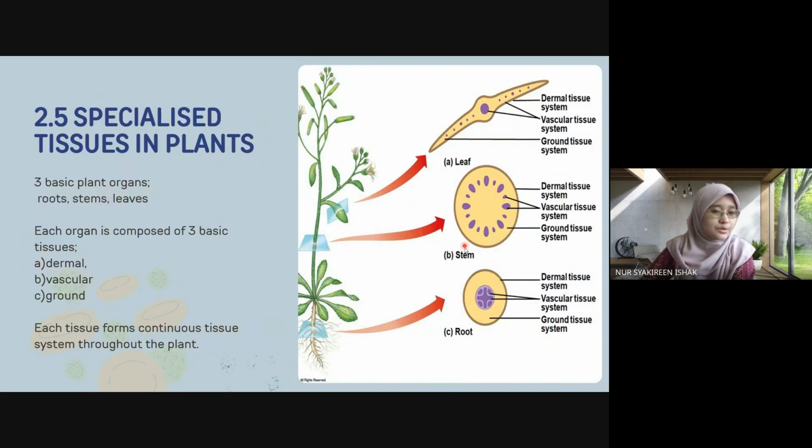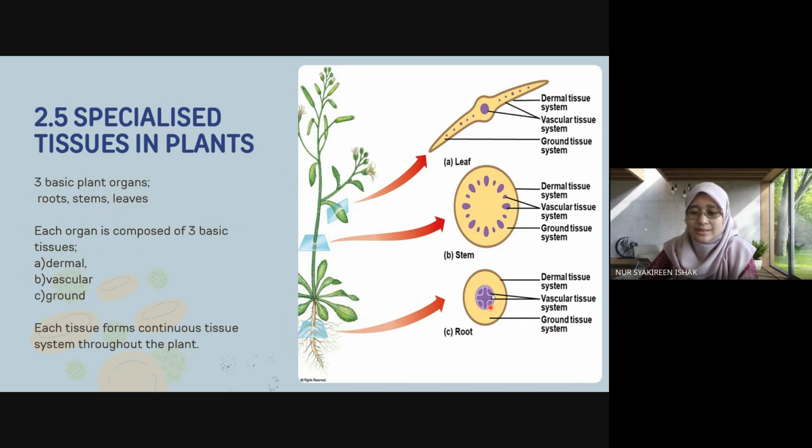So let's move on to the specialized tissue in plants. There are three basic plant organs. Basically all plants must have these three organs: the roots, the stem, and also the leaf. Each organ is composed of three basic tissues: the dermal tissue, the vascular tissue, and also the ground tissue.